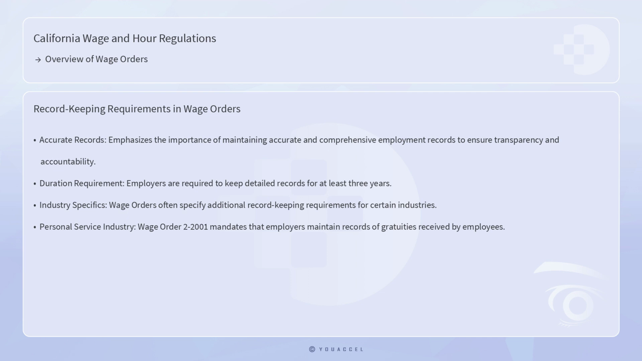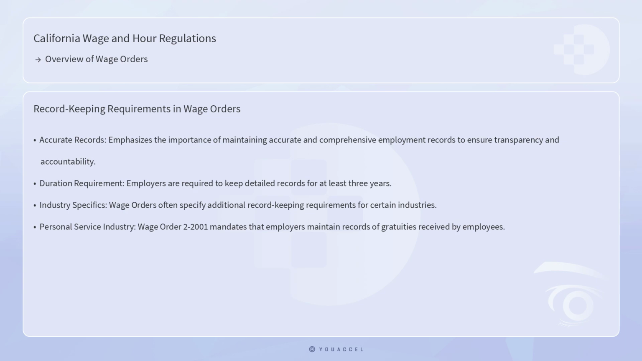Record-keeping requirements are also addressed in wage orders, emphasizing the importance of maintaining accurate and comprehensive employment records. Employers are required to keep detailed records of employees' work hours, wages, and other pertinent information for at least 3 years. These records ensure transparency and accountability, enabling employees to verify their wages and working conditions.